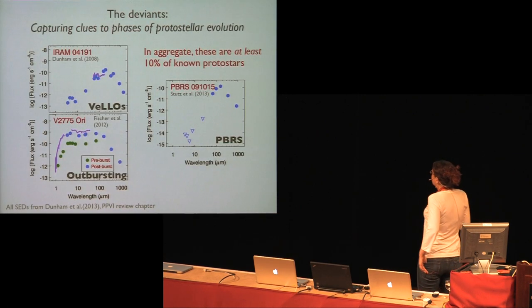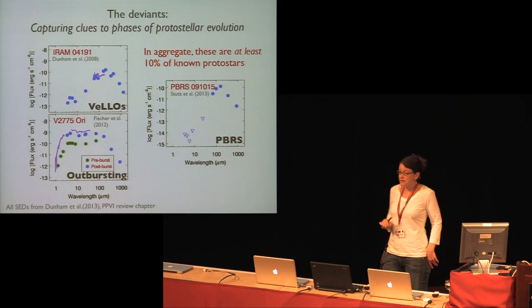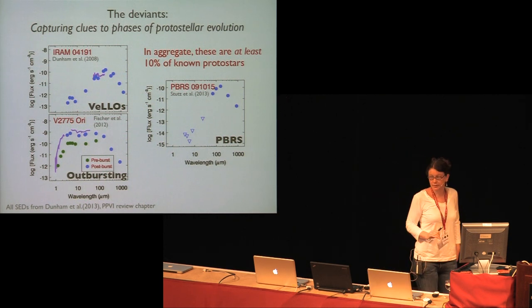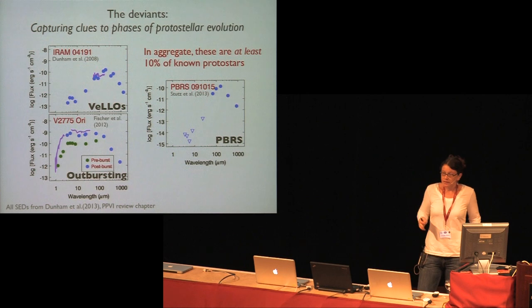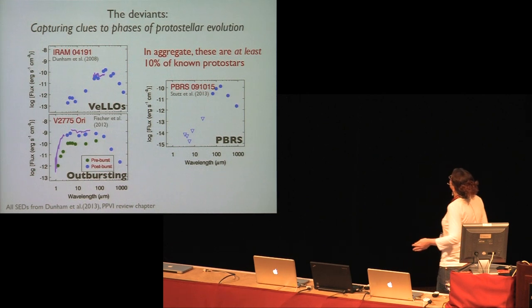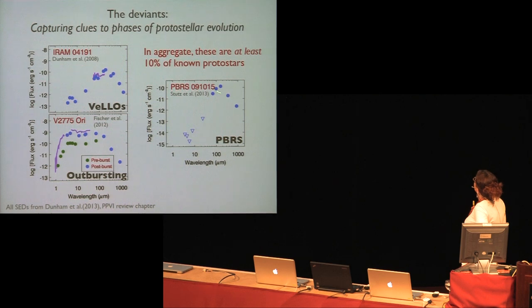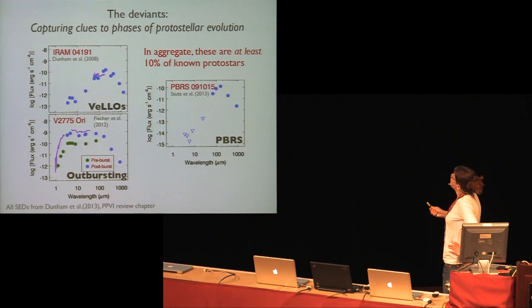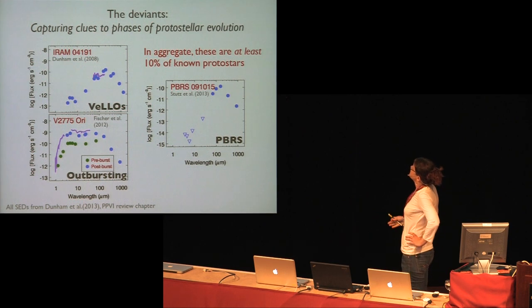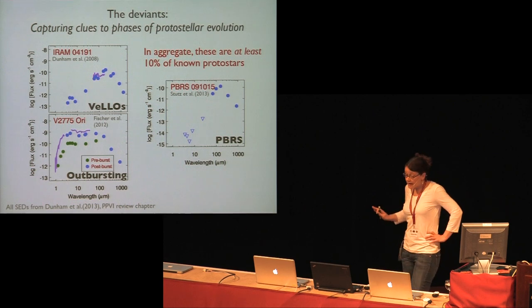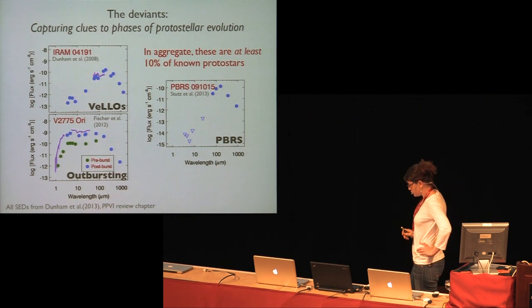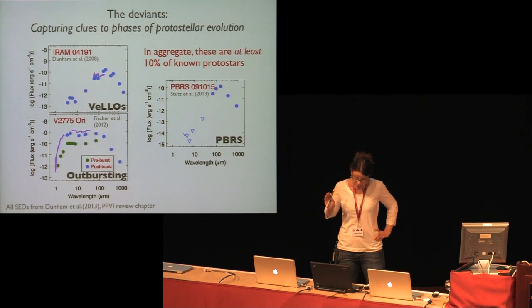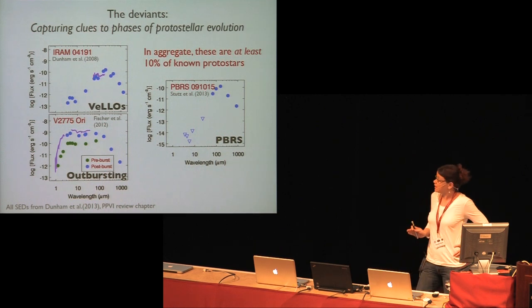Now, we have many sources that don't fit into this sort of standard cartoon picture of evolution. And we want to know what clues do these sources harbor to give us a more nuanced picture of protostellar evolution. And here I'm highlighting three examples. We have the Herschel-only sources here, the PBRs. We have the VELOs, which are very low luminosity objects identified in the C2D survey areas. And then we have outbursting sources. And in aggregate, these sources represent, at the very least, so all of these samples are subject to gross incompleteness, at the very least, 10% of all known protostars.